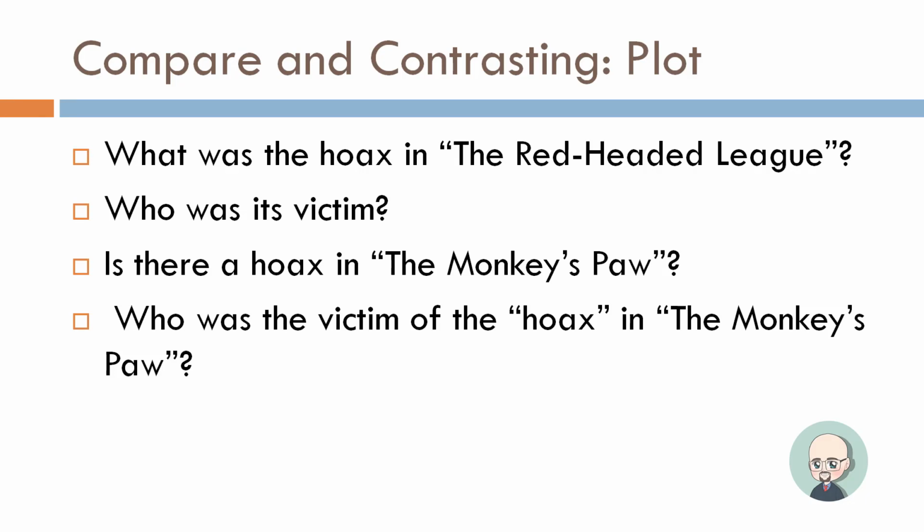Okay, Jabez Wilson was the victim of the hoax in the Red-Headed League, right? That's who the victim was. Is there a hoax in the monkey's paw? Well, I don't know. Now that I'm thinking about it from Sherlock Holmes' perspective, maybe there is. Maybe this monkey's paw is some sort of chicanery or some other nonsense. So who's the victim of the hoax? I don't know. Mr. White, Mrs. White? There weren't that many characters in the story, so we might say one of them. We might not.